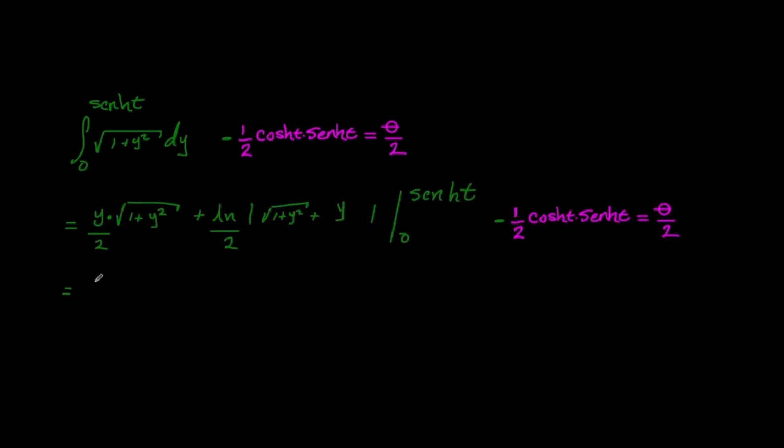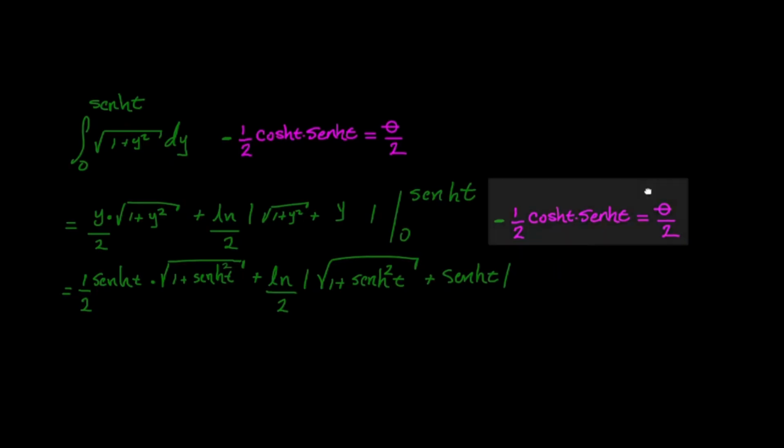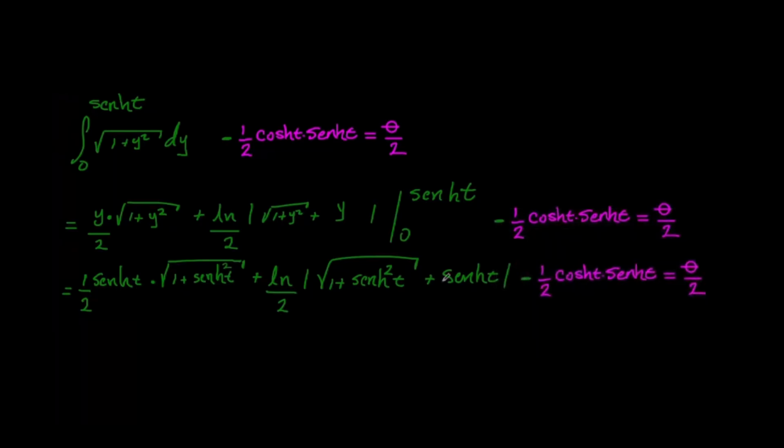Now we need to evaluate the hyperbolic sine of t wherever we see y. So evaluating the hyperbolic sine in this expression, we obtain the following. We simply replace every occurrence of y with the hyperbolic sine of t. Now let's evaluate the lower limit. Replacing y with 0, we immediately see that this entire term becomes 0. And here, we get the natural logarithm of 1 divided by 2. Since the natural logarithm of 1 is 0, this entire expression also evaluates to 0. So there's really no need to write that part.